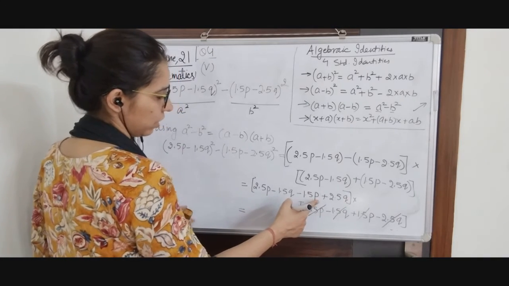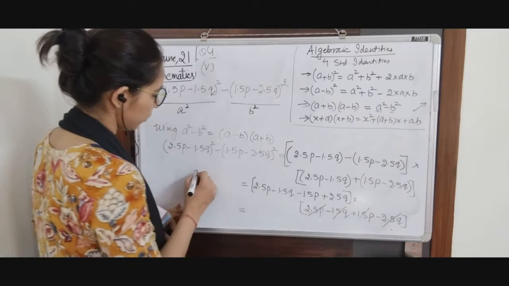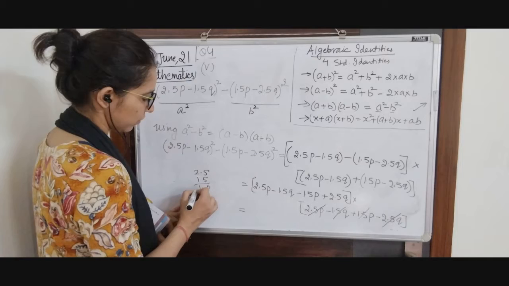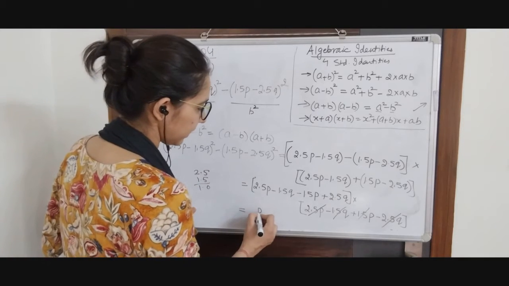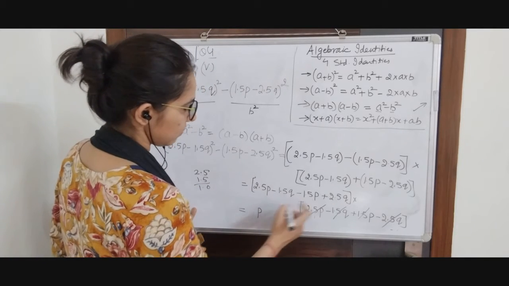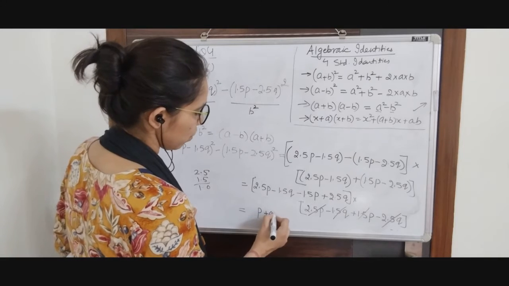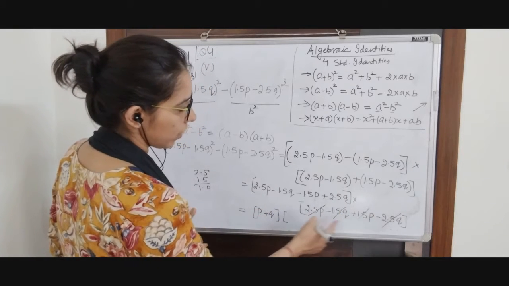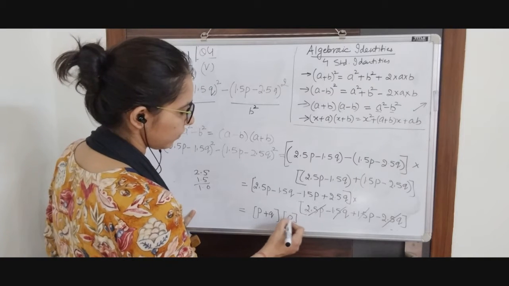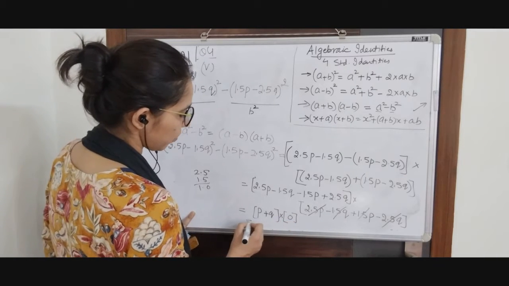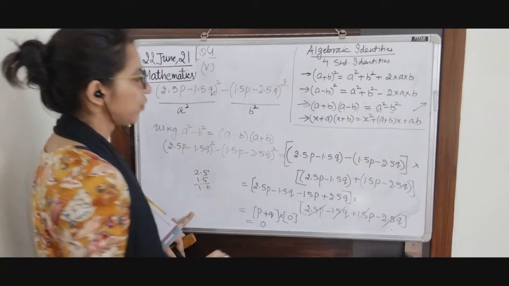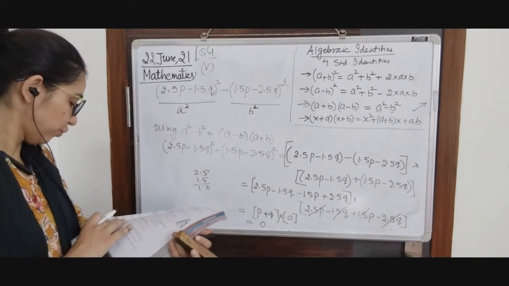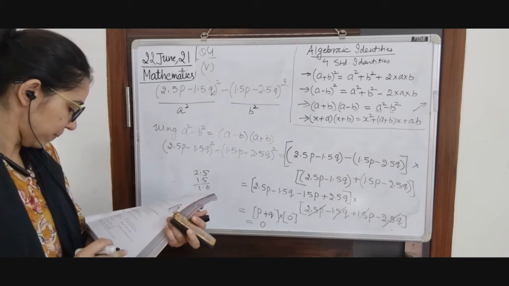So we are left with here 2.5p minus 1.5p. How much we are left with? 2.5 minus 1.5. 5 minus 5, 0. 1. So we are left with 1p. We can write it as p. Then this. We are left with plus q. Okay. And here we are left with 0. We are left with nothing, 0. And 0 into any expression will be equal to 0. So the answer of fifth part of fourth question is 0.